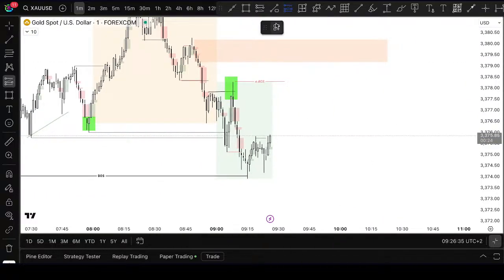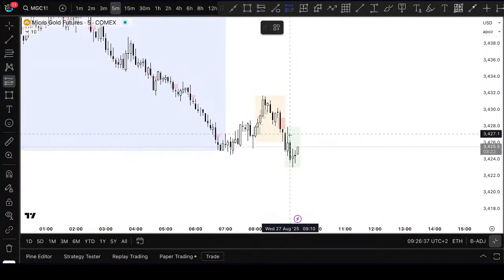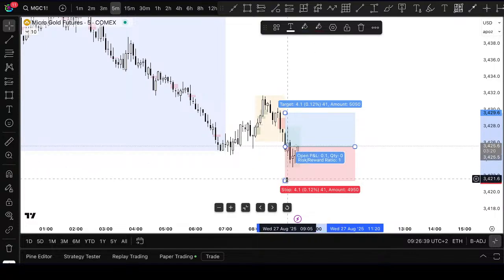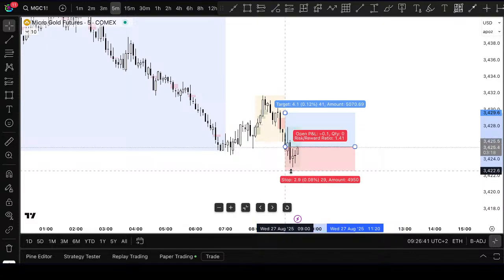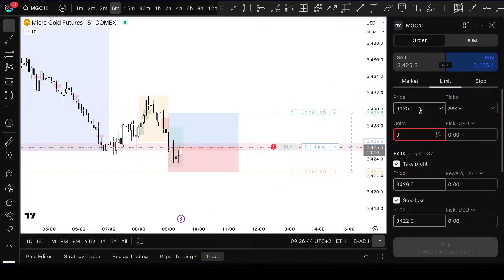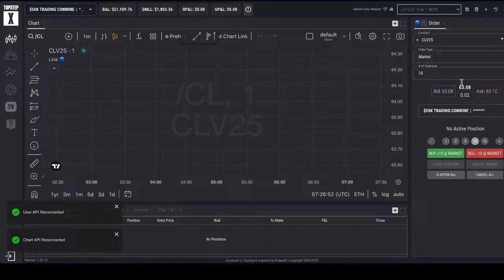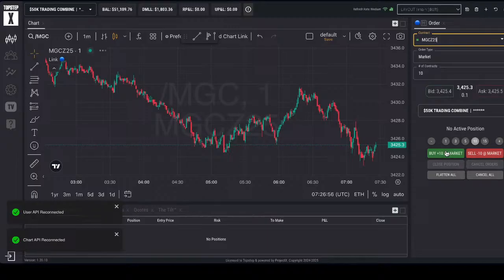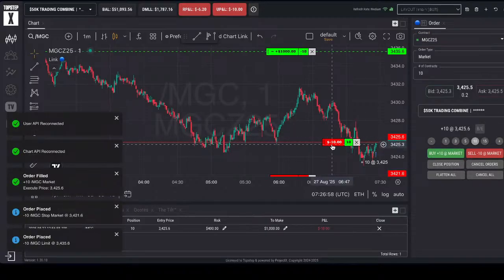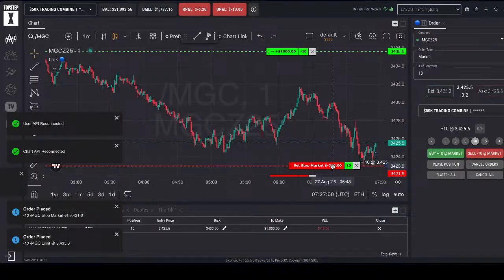Yeah, why not? Go with 30 and 110, 310, 10. Micro gold, 10 buy. Order filled.